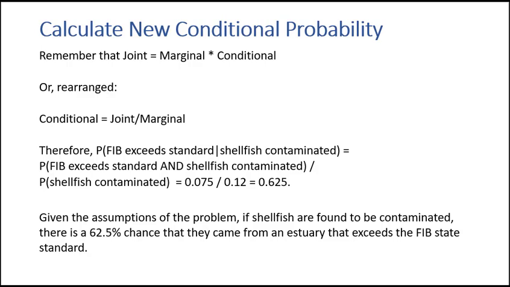So to summarize, given the assumptions of the problem, if shellfish are found to be contaminated, there is a 62.5% chance that they come from an estuary that exceeds the FIB state standard.